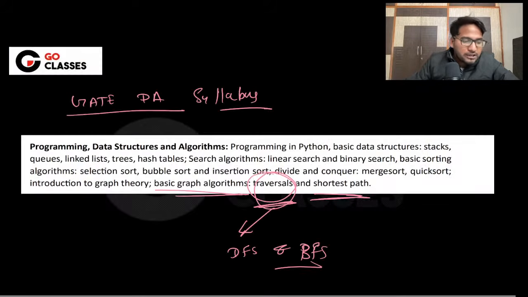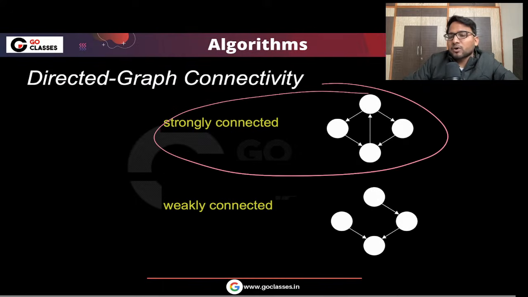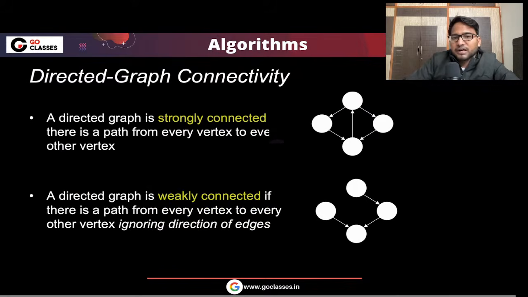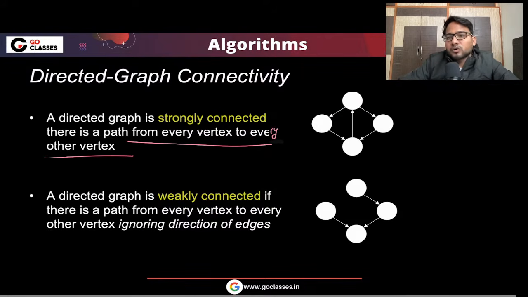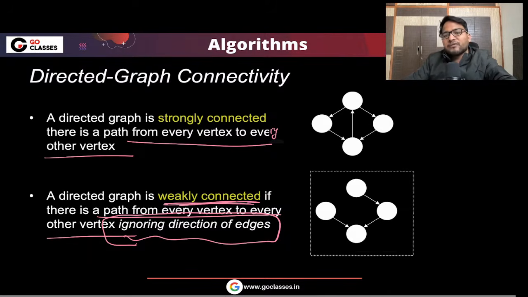What about the directed? In the directed, we have something called strongly connected. What is this strongly connected? Strongly connected means from any vertex to any other vertex, there is a path. I think the definition is here, that there is a path from every vertex to every other vertex, right? So if there is a path from every vertex to every other vertex, you will say it is strongly connected. You will say it is a weakly connected graph if there is a path from every vertex to every other vertex, ignoring the direction of the edges, right? If you ignore the direction of the edges and still there is a path from every vertex to every other vertex. For example, is this graph strongly connected?